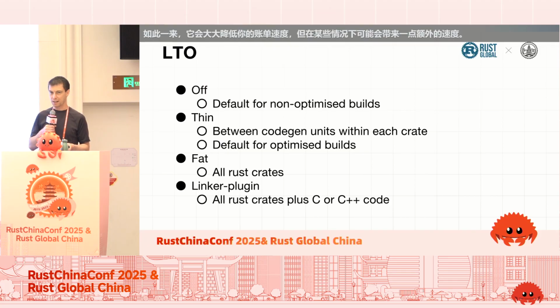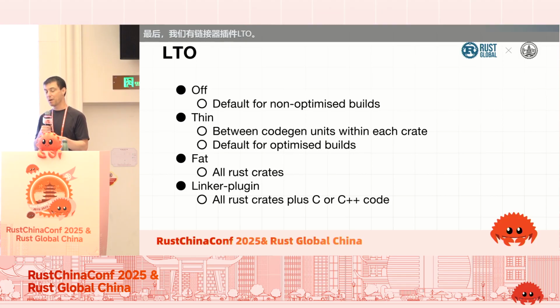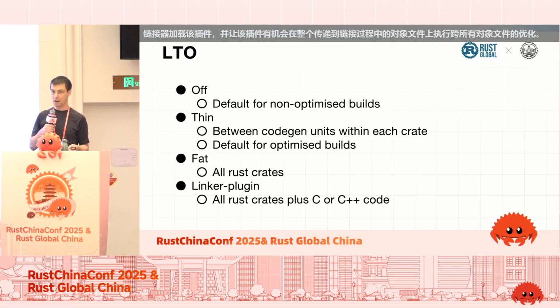Lastly, we have linker plugin LTO, which, as the name suggests, is where the compiler passes a plugin to the linker, the linker loads that plugin and gives the plugin the opportunity to perform optimizations across all object files that are being passed to the link. So this means object files that came from the Rust compiler and object files that came from the C compiler.